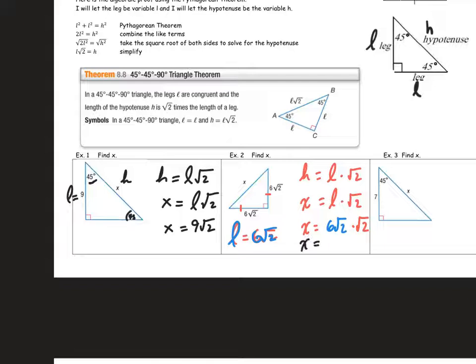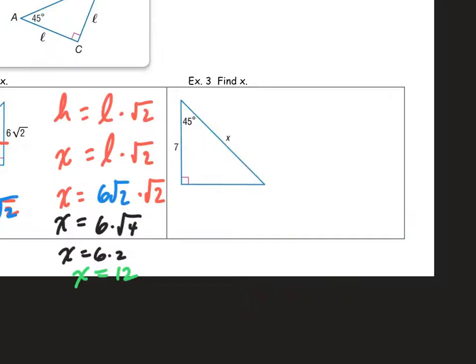So x is equal to 6 times the square root of 4, but the square root of 4 is really 2. So x is equal to 6 times 2. That means x is equal to 12. So in this problem, x is 12. The hypotenuse is 12.